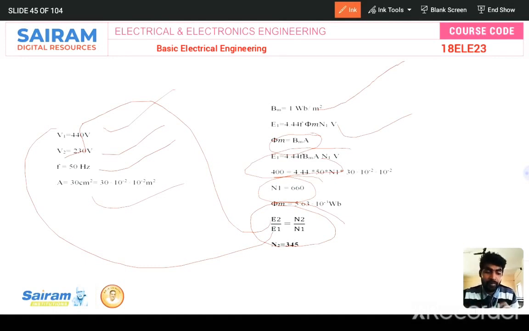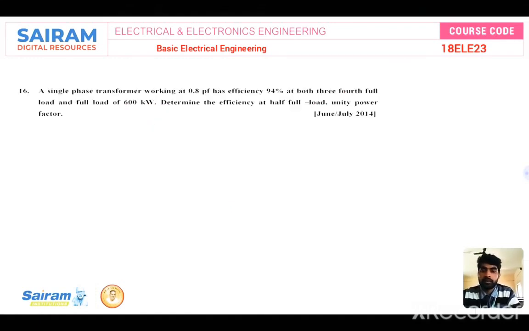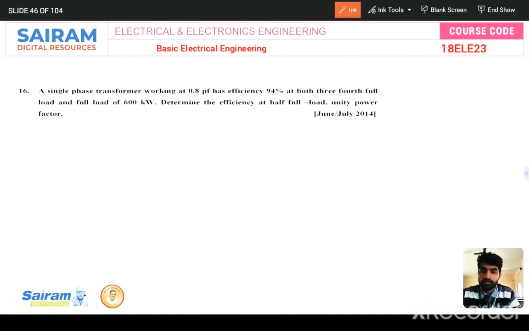While reading the problem, you can understand this problem comes under step down transformer, right? Step down transformer. So N2 we got N45 tons, there is no unit, just you have to write tons. Okay. So next problem.